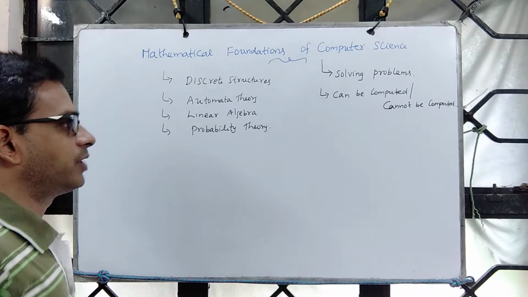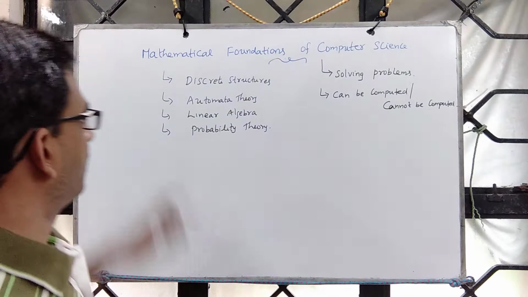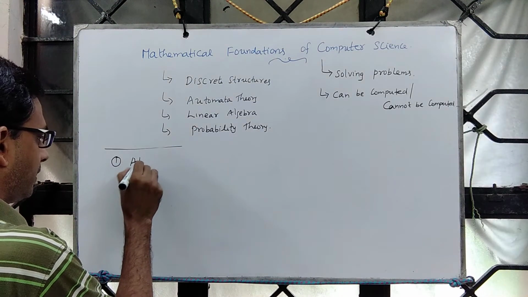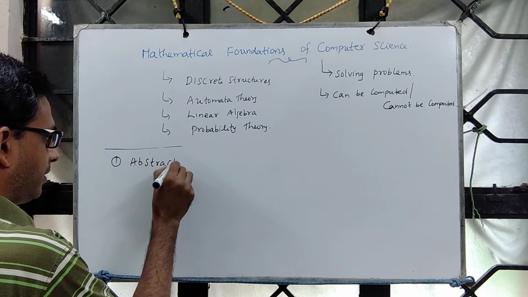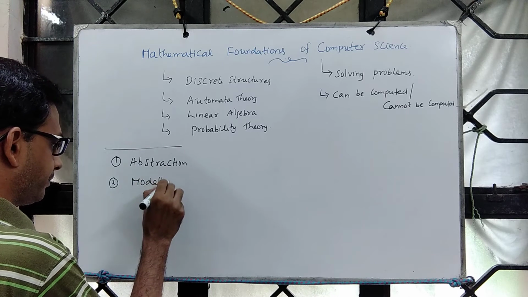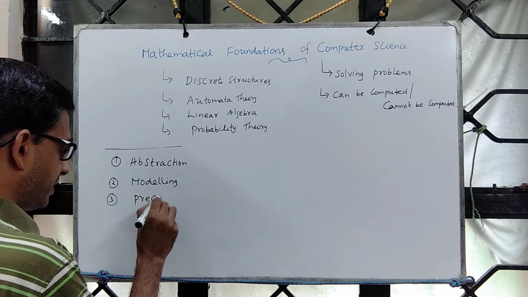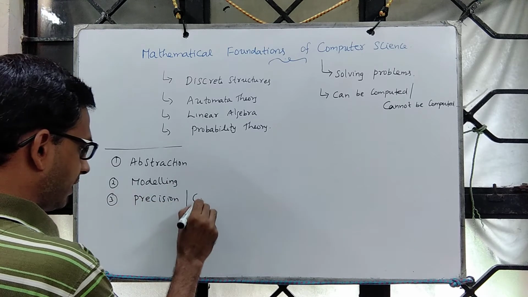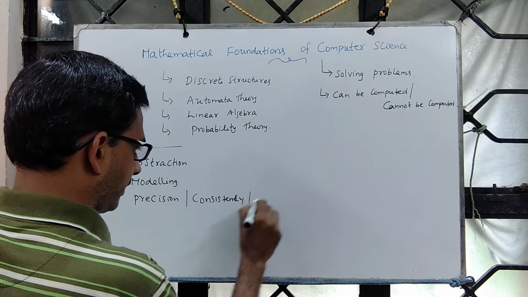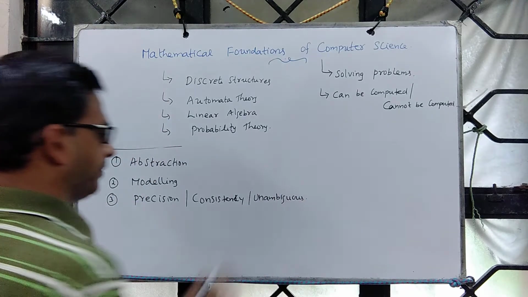So what is so special about mathematics in computer science? Mathematics gives you abstraction. Mathematics gives you modeling. It talks about something called precision, consistency, and the statements can be expressed in an unambiguous way.